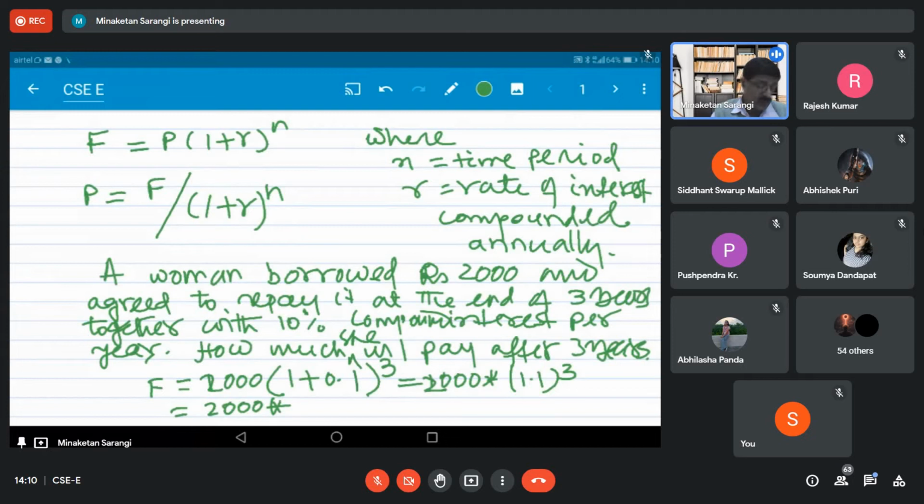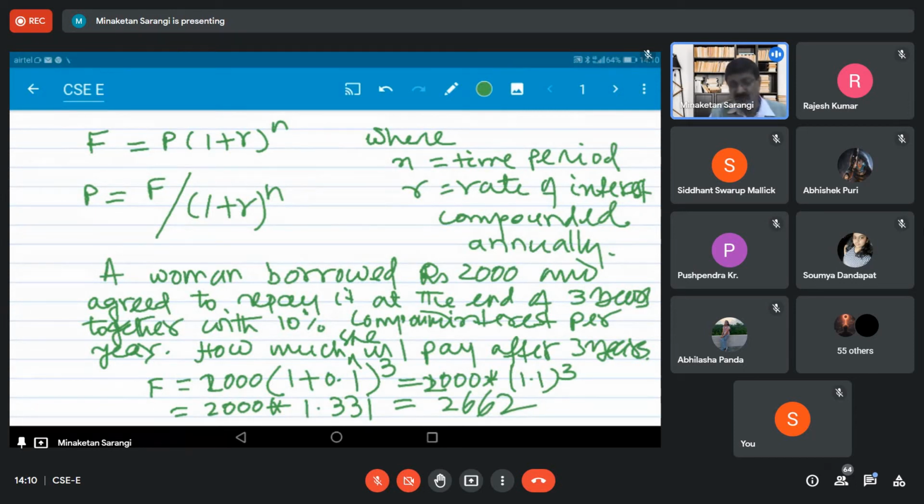This is 1.1 to the power 3. So we are getting 1.331. So that will be multiplied by 2000. We are getting 2662. Clear?